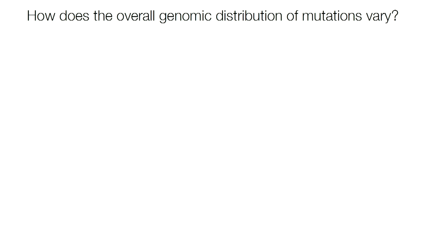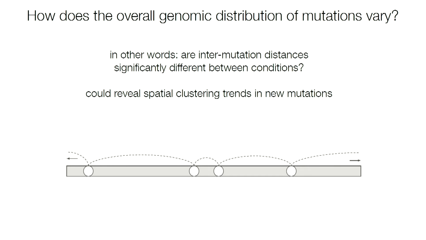That said, there's multiple ways to look at the spatial distribution of mutations. Specifically, we could also look at the overall genomic distribution in the form of intermutation distances, like I mentioned very early on. So we could ask, are intermutation distances significantly different between our 3 conditions? Because looking at it this way could reveal spatial clustering trends. If there's a set of really small intermutation distances, that's likely because there's clustering of mutations occurring somewhere.